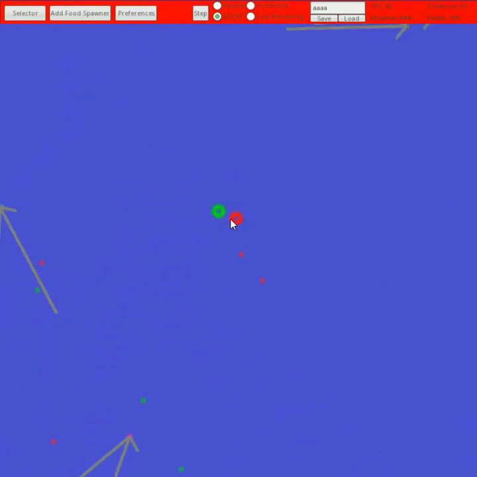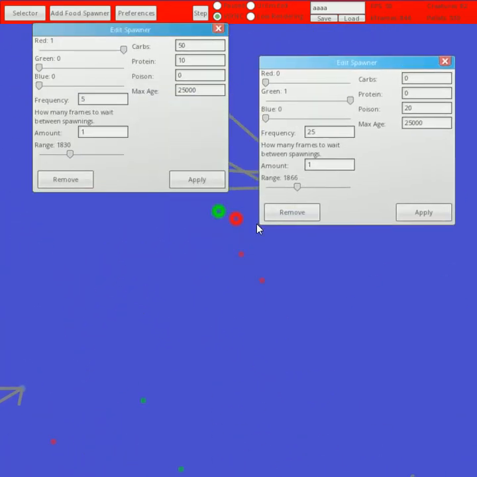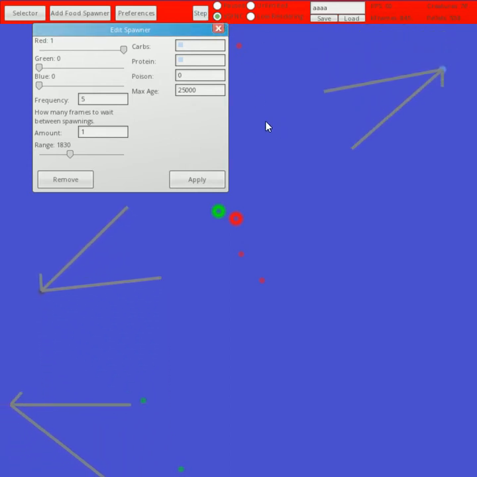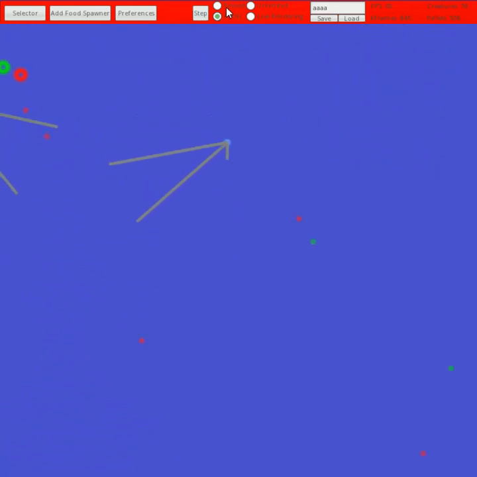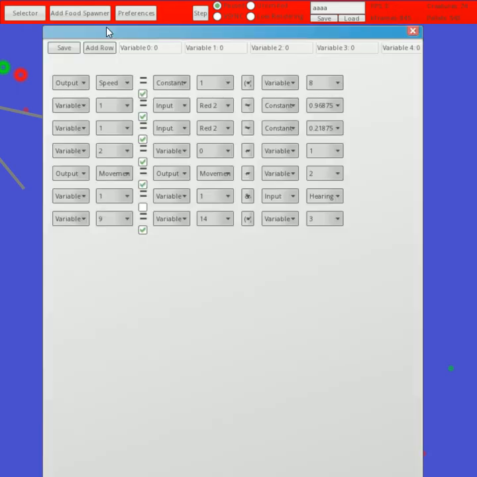Oh, by the way, the red spawner spawns pellets that have carbs and protein, and the green pellets are poison, by the way. Just figured I'd point that one out. Anyway, let's do creature, edit brain. Let's disable some lines here. What should I change his brain to do?